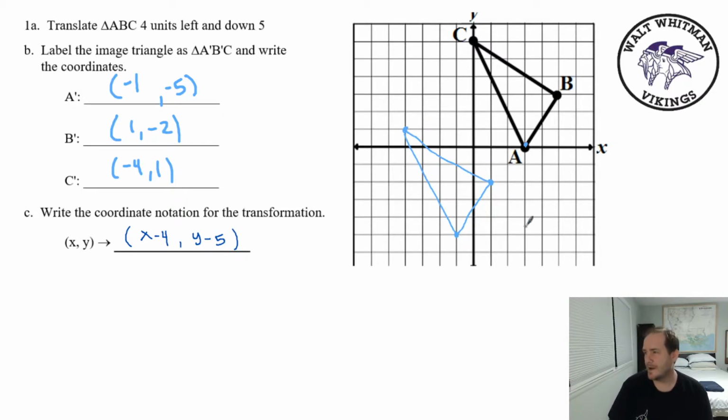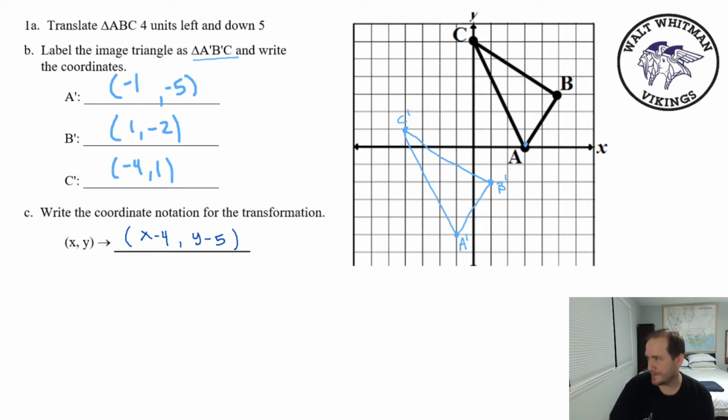That's it. Before I didn't label my vertices, but that's important too, so make sure you do. Mark this point as A prime, this one is B prime, this one is C prime. It does say you have to do that. It says label the image triangle as A prime, B prime, C prime. So you have to label it using those primes, okay? But that's it, or is it?